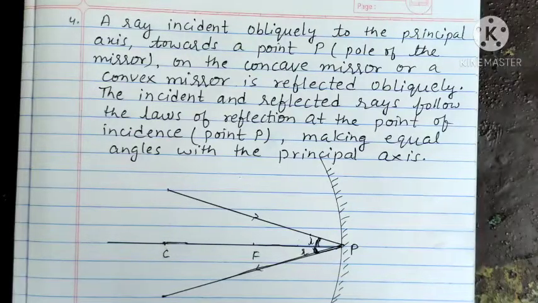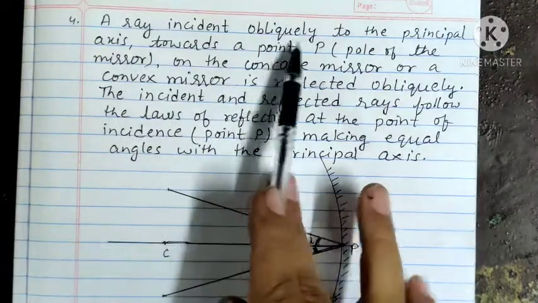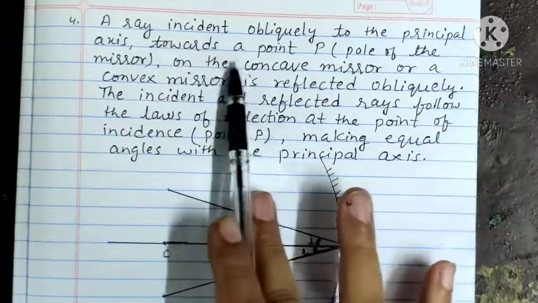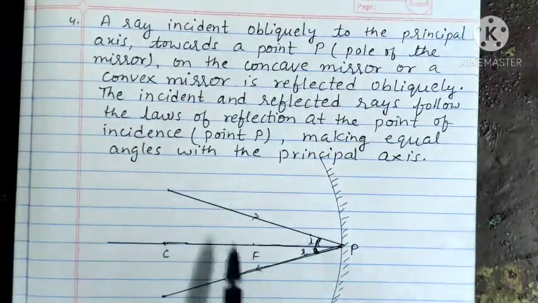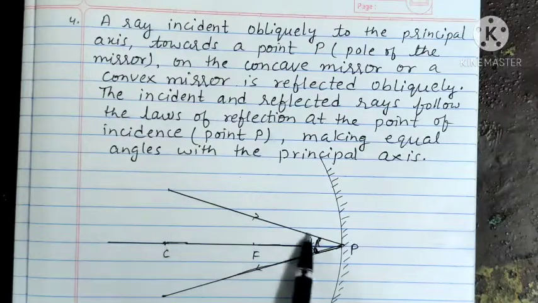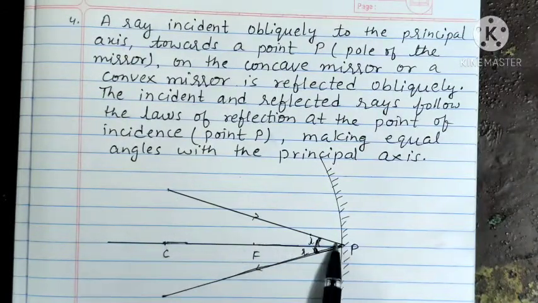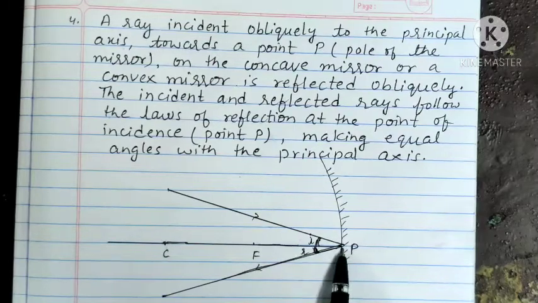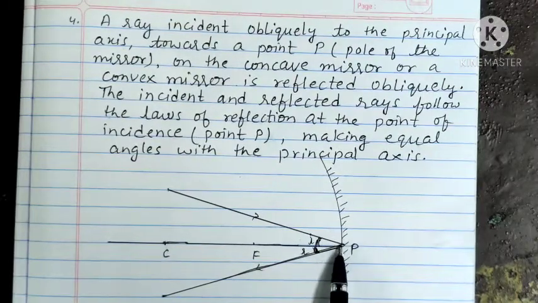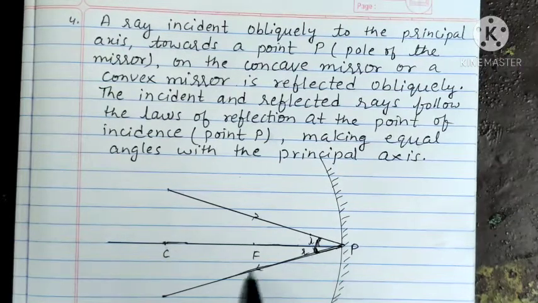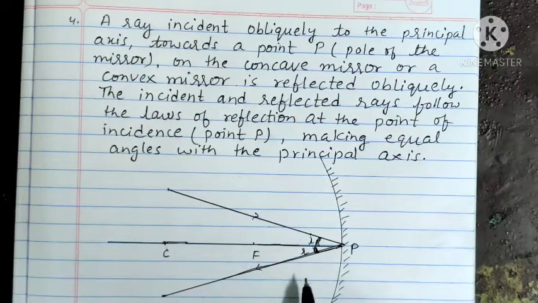Now let us see rule number 4. A ray incident obliquely to the principal axis towards a point P, the pole of the mirror, on the concave mirror, is reflected obliquely, and it follows the laws of reflection. That means the angle of incidence is equal to the angle of reflection.